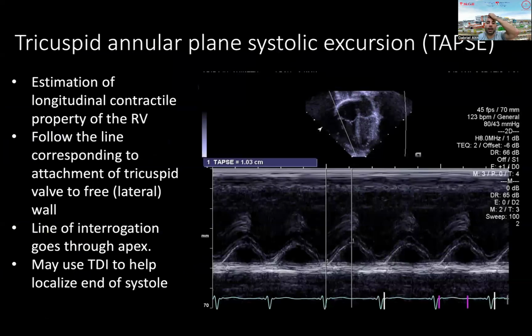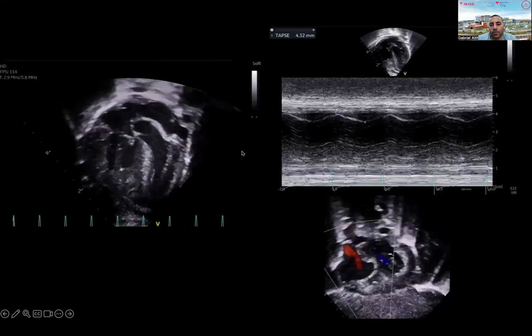The other thing is that the RV functions as a longitudinal contraction. And so you can follow this longitudinal contraction by placing your line of interrogation at the attachment of the tricuspid valve to the lateral wall of the RV, and then follow the motion of this tricuspid valve from peak of diastole to peak of systole in order to have an assessment of RV longitudinal function. And usually about 1 centimeter is normal for a term baby.